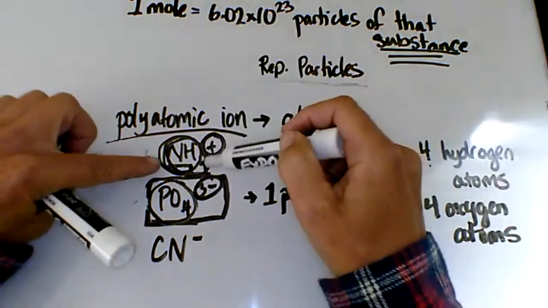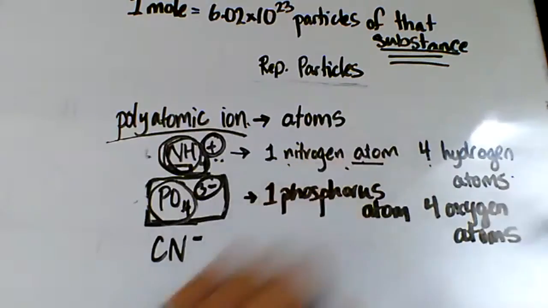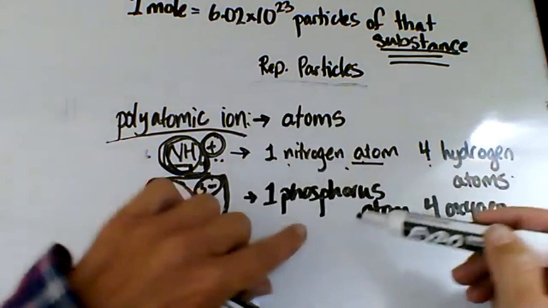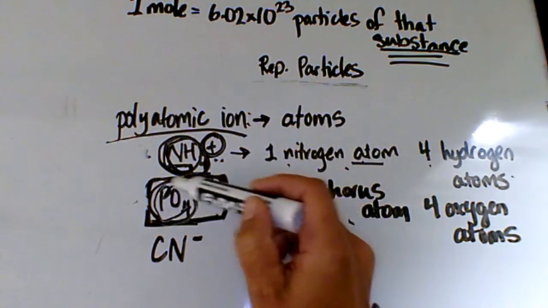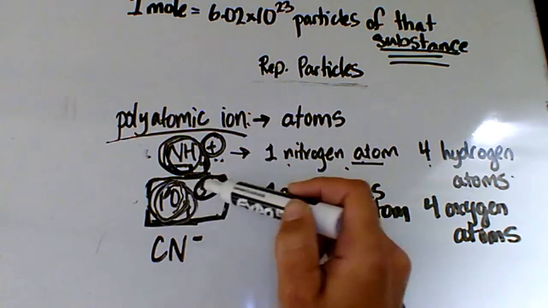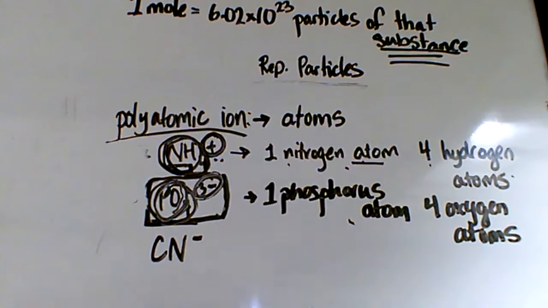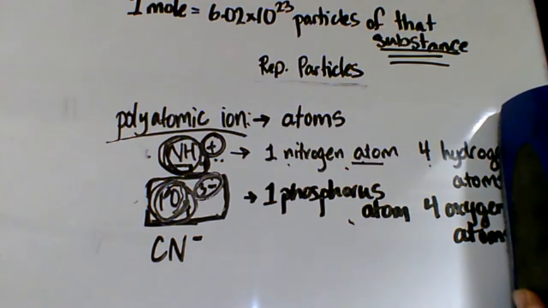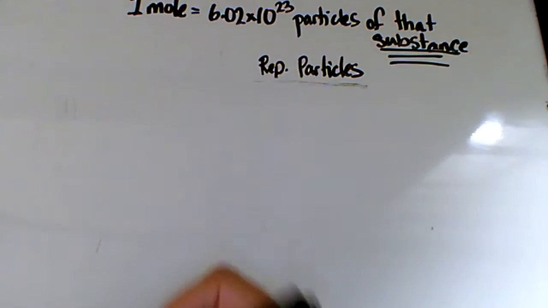In 1 polyatomic ion of ammonium, I have 1 nitrogen atom and 4 hydrogen atoms. In 1 polyatomic ion of phosphate, I have 1 phosphorus atom and 4 oxygen atoms. They themselves are chemically bonded with a covalent bond, and the whole thing has gained 3 electrons. I'm not going to do cyanide. It's got 1 carbon atom and 1 nitrogen atom. Okay? Now, let's talk about our compounds.